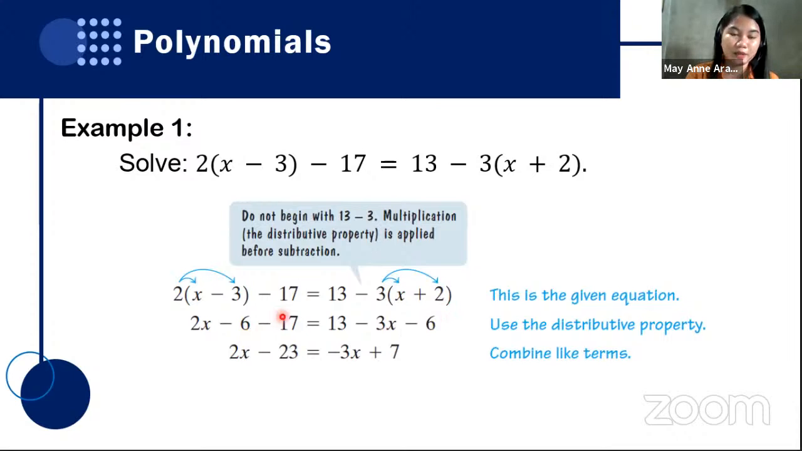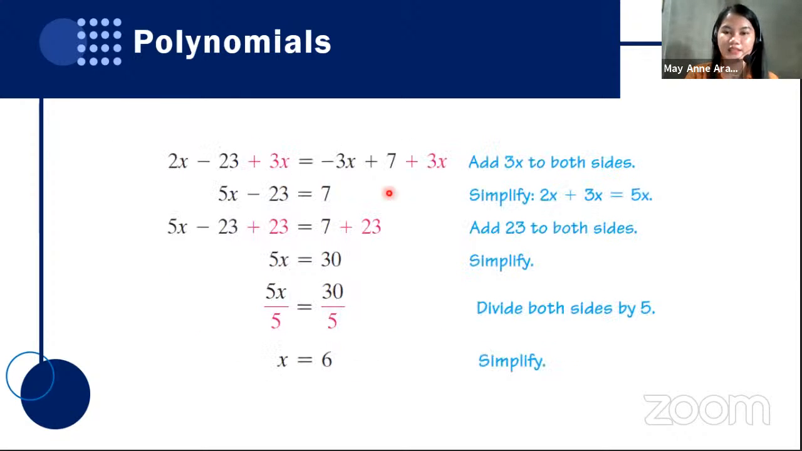And combine muna natin yung lahat ng constant sa left and then sa right. So you have negative 6 minus negative 17, or negative 6 minus 17 is negative 23. And for this, so we have here constant terms 13 and 6. 13 minus 6 is positive 7. So next step natin is to add 3x to both sides, or you can just transpose 3x, no? So ganun pa rin naman yung process dun.